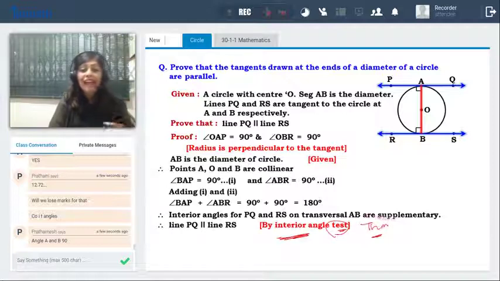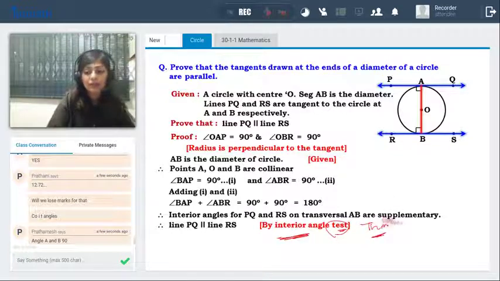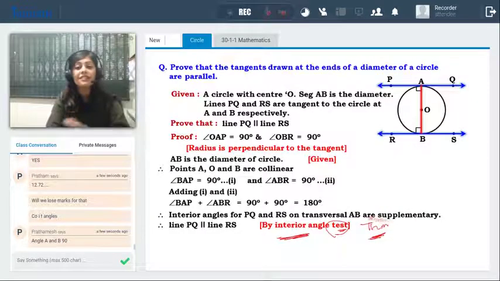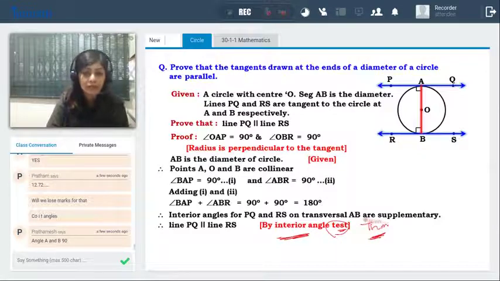Okay, all right. So I will let you all know when we use the word theorem. Students, if it is given that the two lines are parallel to each other, and if we prove that the interior angles are supplementary, then we say by the interior angles theorem, the angles are supplementary. So when it is given that lines are parallel, we use the word theorem.